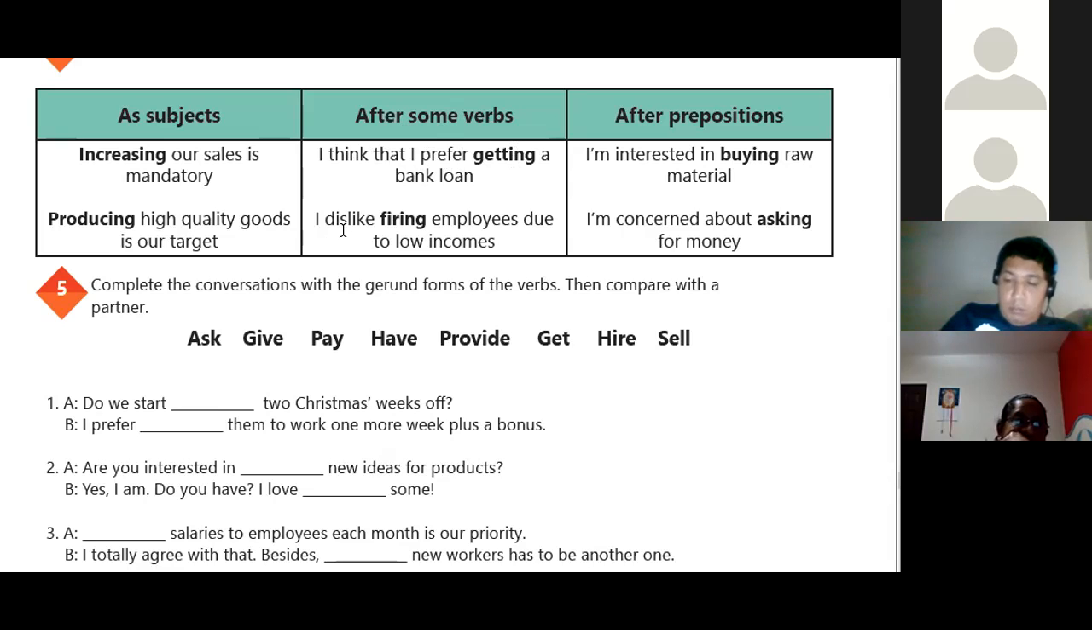Like es otro verbo que después de like va un ing, verb form. Entonces, dislike también es otro verbo, ¿ok? Veamos. I dislike firing people or firing employees due to low incomes. This person doesn't like firing, okay? I dislike firing people due to low incomes.